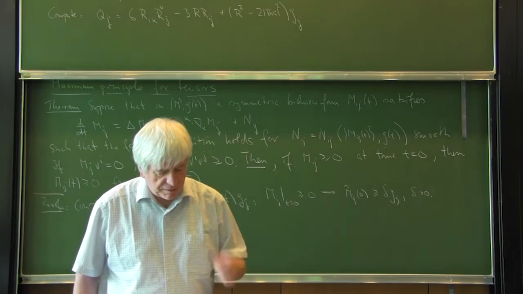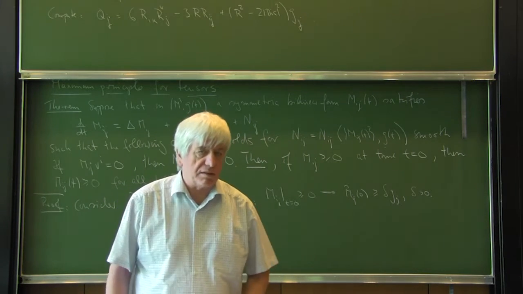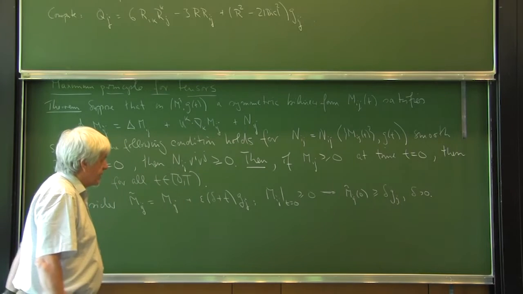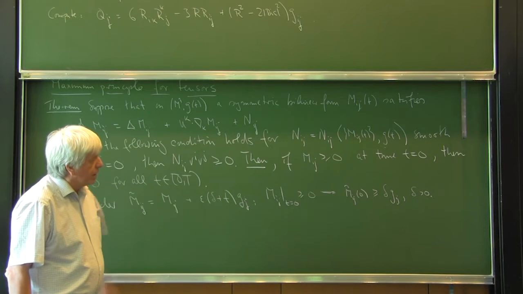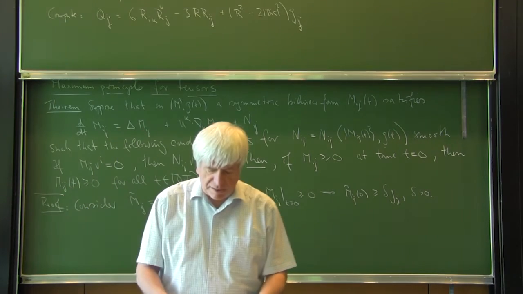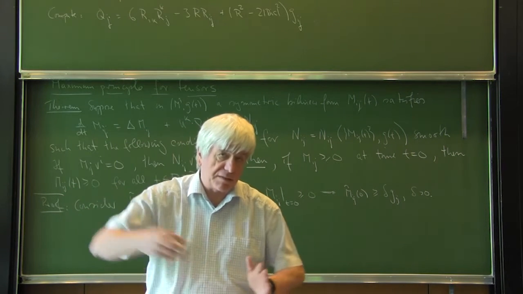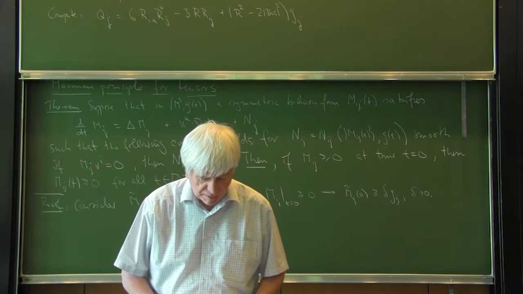Now, in the end, we are going to let delta tend to 0 and epsilon tend to 0, to prove the theorem. And it's enough to first prove this on a short time interval of size delta, and then we can repeat it until we reach the whole time interval.